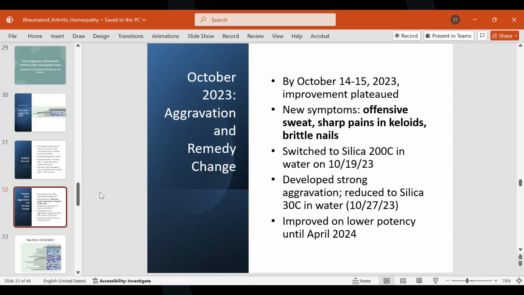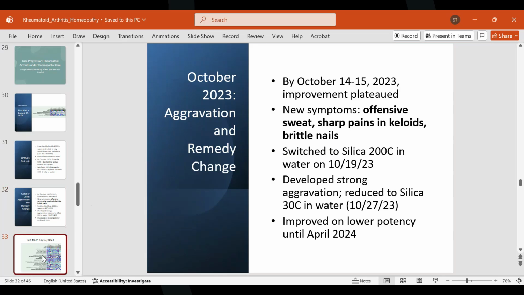She improved on the lower potency until April of 2024. She was only on the pulsatilla up to 50M for 2 months, and she's on this one from October until April. That's like 6 months. That's pretty good. And it's interesting, in 19 years with the other homeopaths, I never thought to give her silica, but maybe she never had a silica picture. I don't know.